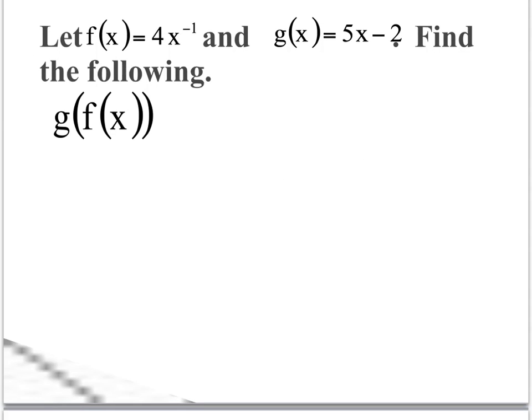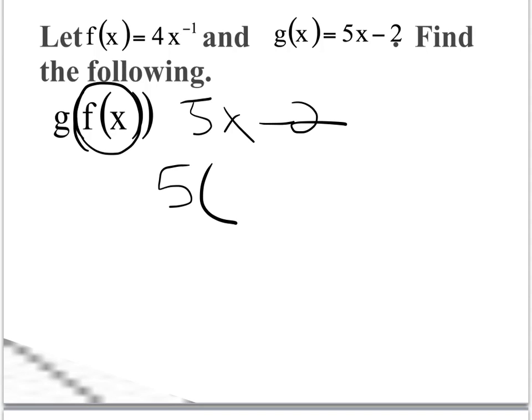Now you pause the video and try this one. Okay, so this composition, we want to take f of x and plug that into g of x this time. So we take g of x, we take out the x, and we plug in f of x.